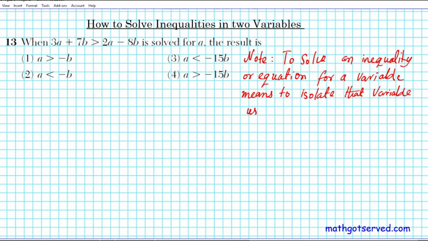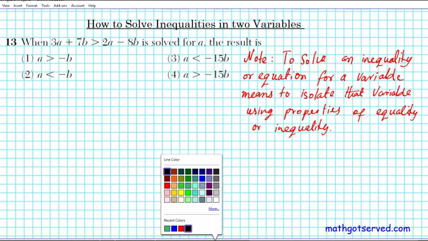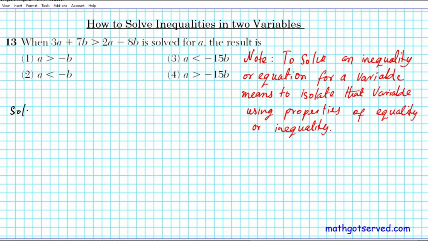using the properties of equality or inequality, depending on what you're working on. Alrighty, in this particular case we're going to be using the properties of inequality because it's an inequality that we have. So the task is to solve for a. So just look at the word solve as isolate.